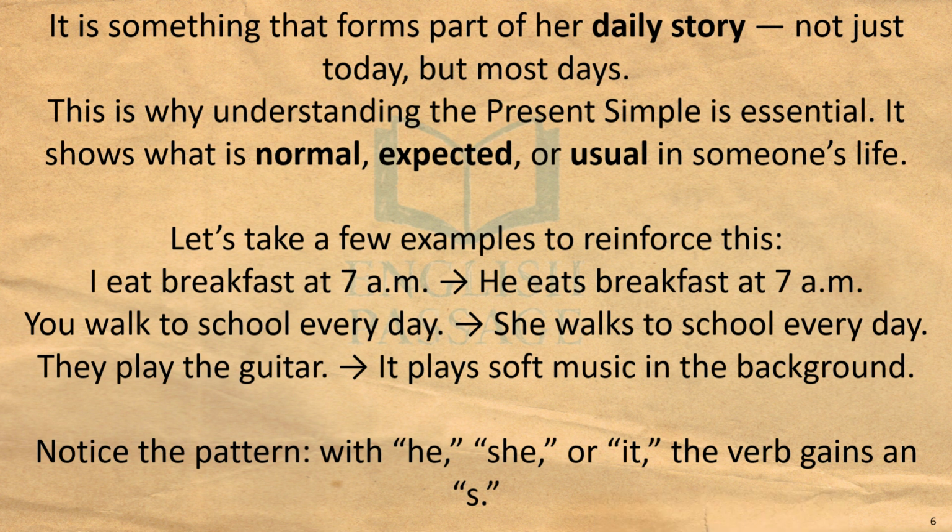Let's take a few examples to reinforce this. I eat breakfast at 7 a.m. He eats breakfast at 7 a.m. You walk to school every day. She walks to school every day. They play the guitar. It plays soft music in the background. Notice the pattern. With he, she, or it, the verb gains an S.